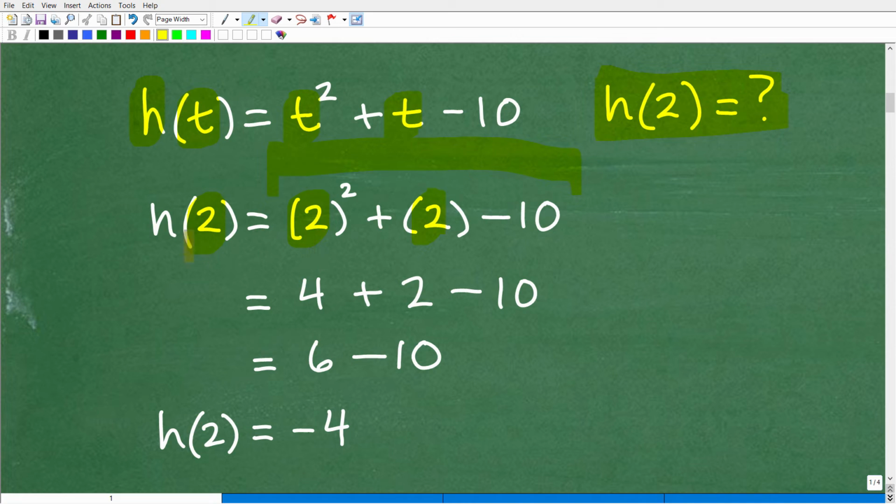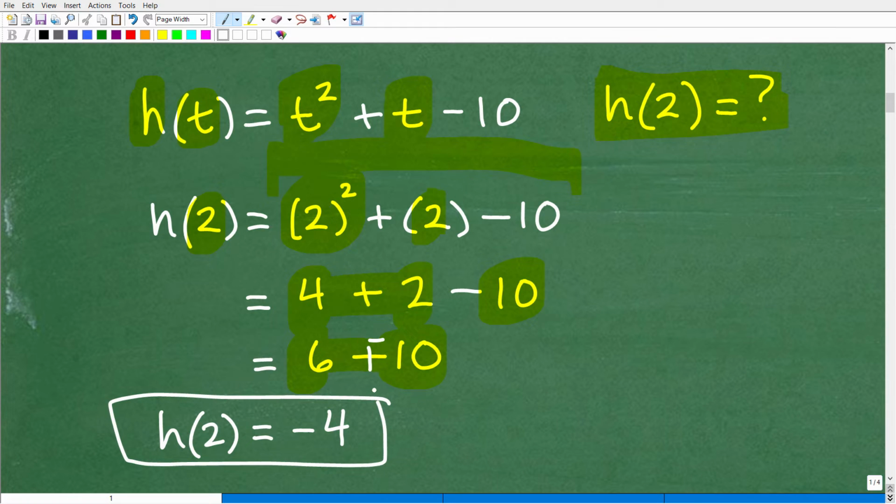So let's go ahead and do that here with h of 2. So again, I end up with 2 squared plus 2, I'm just simply replacing the t's with the 2. So 2 squared is what? 2 times 2, that's 4, plus 2 minus 10. All right, so 4 plus 2 is 6. 6 minus 10, hopefully you're up to speed on your positive negative numbers, so that's going to be what? 6 plus a negative 10, so that is negative 4. So h of 2 is equal to negative 4.